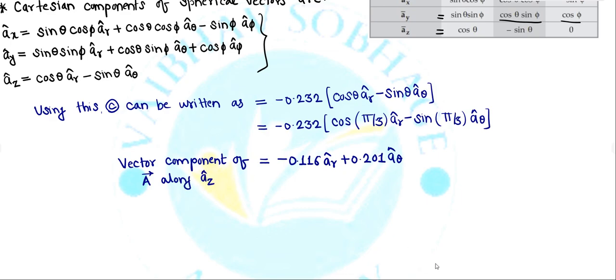With this we have ended all of the practice exercises from your second chapter, and in the coming videos we are going to see the numericals from your chapter 3.